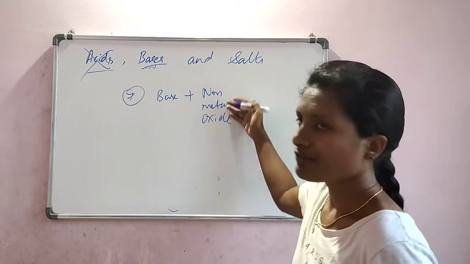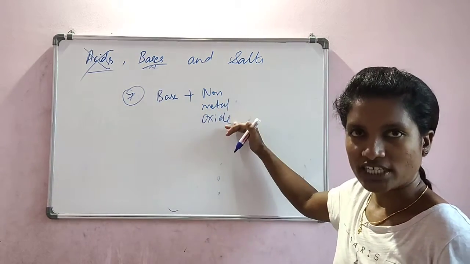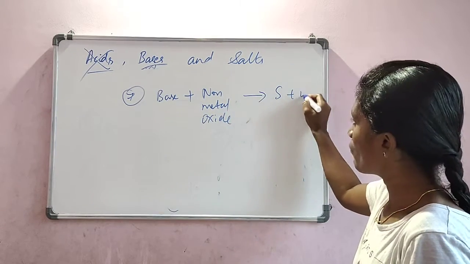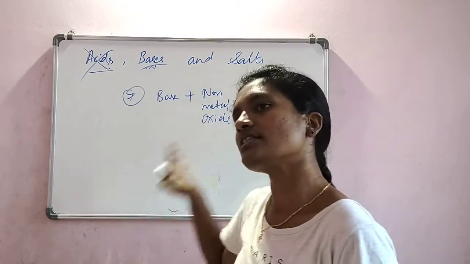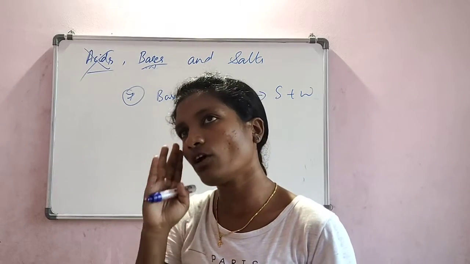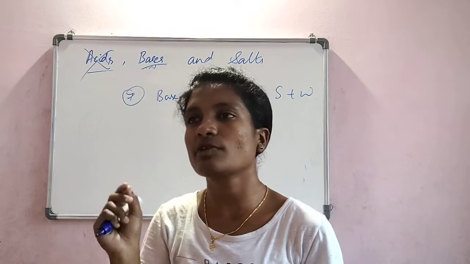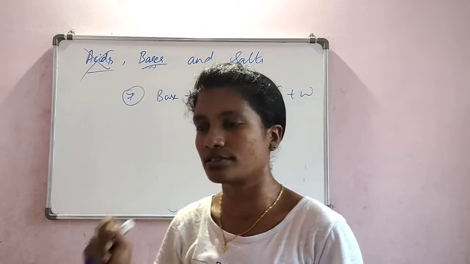Okay, we have three concepts. We know metal oxide. What are these non-metal oxides? So it gives rise to salt and water again. So the product side is easy for us. In each reaction, we can always expect a salt and a water. Only in a few cases we can expect hydrogen gas or carbon dioxide gas.